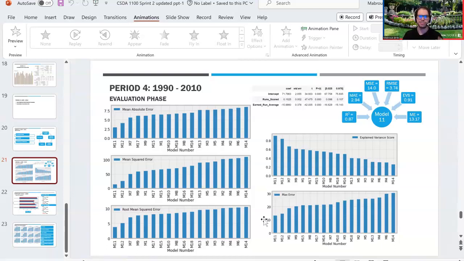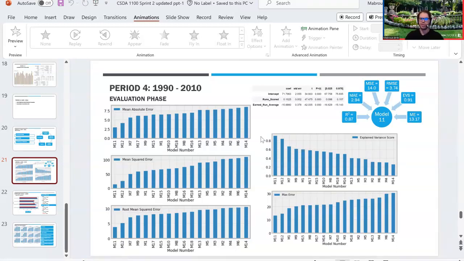As you can see, the best performing model here is model number 11, using the variables runs scored and earned run average, which is a mix of offensive and defensive. And on the right, you can see some of the statistics for that model, as well as statistics for the intercept and the 2 independent variables. So all in all, out of all 18 models, model 11 is the best one, a mix of offensive and defensive.